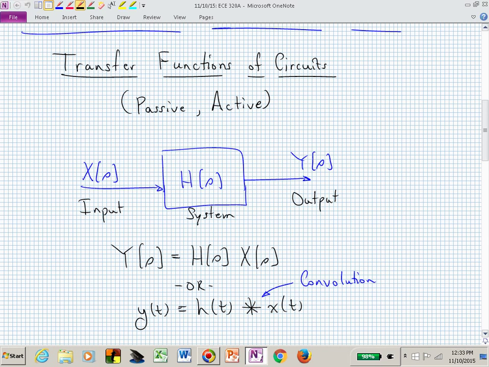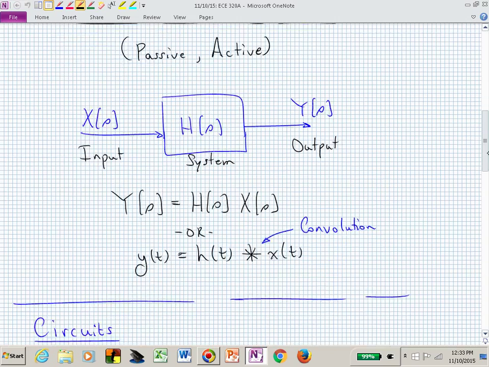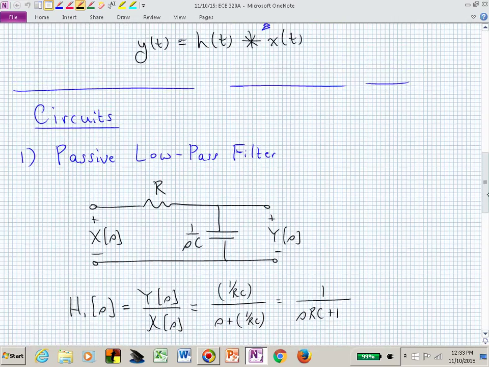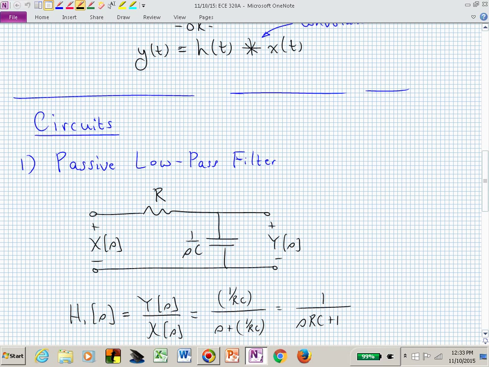We can find that in the frequency domain by multiplying the transforms of the system H and the input X, or we can find that output in the time domain via convolution, where we are now convolving the impulse response, h of t, with the input waveform, x of t. Last time, I believe we looked at a couple of different circuits.